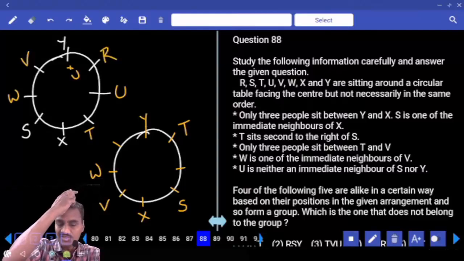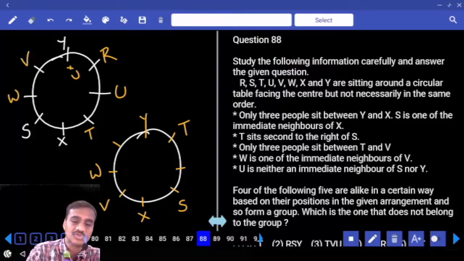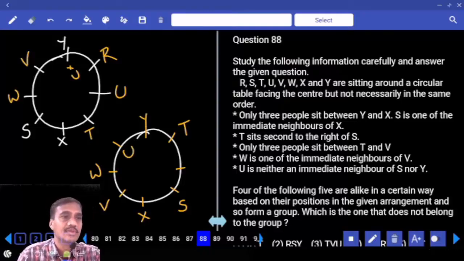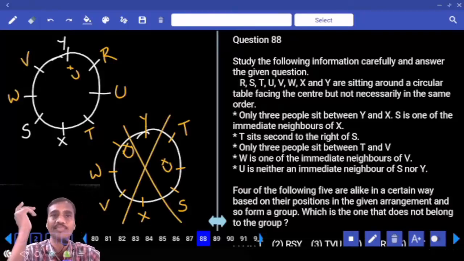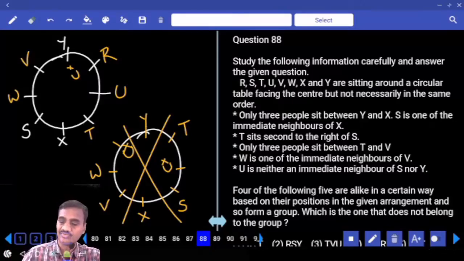Then coming back to the second one, U is not an immediate neighbor of S and Y. Hence, can U be at this place? Now if U is here, that person is adjacent to Y, which should not be the case. And if U is here, that person is adjacent to S, which should not be the case. And the second case is completely ruled out because there is no place left for U to sit at all. Done? Hence what is your answer? Only the first arrangement is valid.